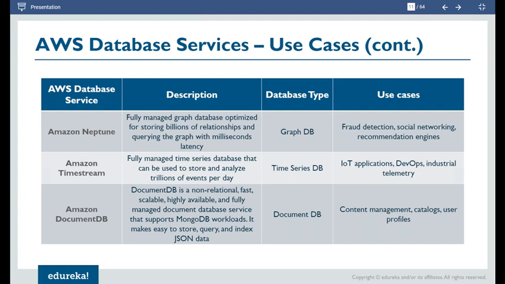Then we have Amazon Timestream. Timestream is a fully managed time series database that is used to store and analyze trillions of events per day. Mainly used by your IoT applications, DevOps, and all of that. What do I mean by that? You have these Google Fitbits, Apple Watches, Samsung Watches and all of that which you tie on your wrist. Yes or no?